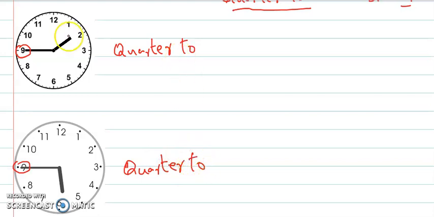Now quarter to what? For that you have to look at the hour hand. Now the hour hand is between 1 and 2, but it is near to 2. So you will write quarter to 2. Here also the hour hand is between 5 and 6, but it is near to 6. So I will say quarter to 6.